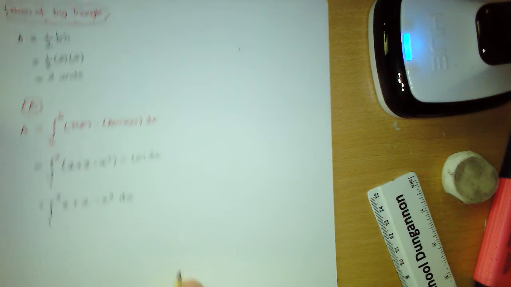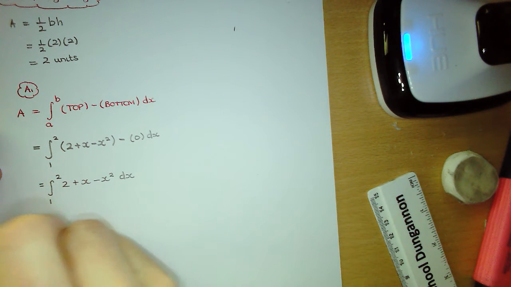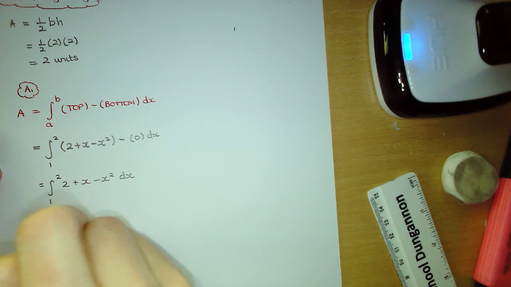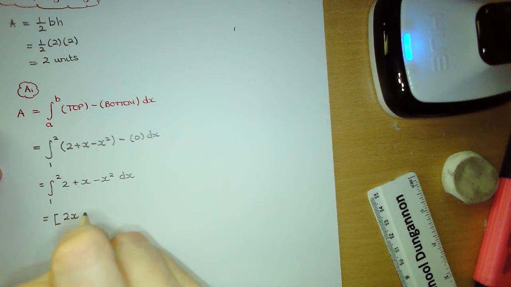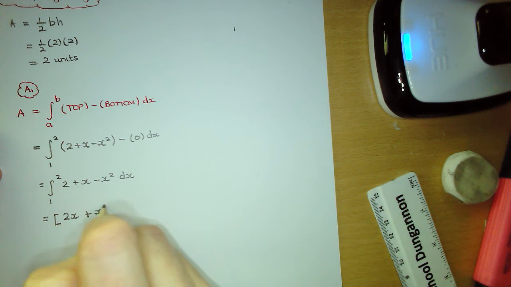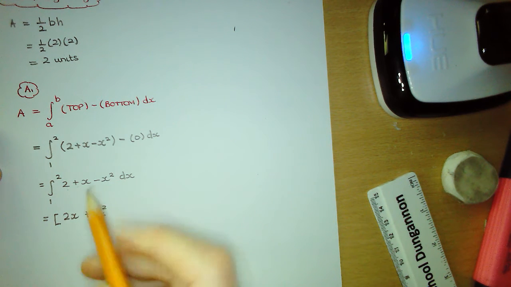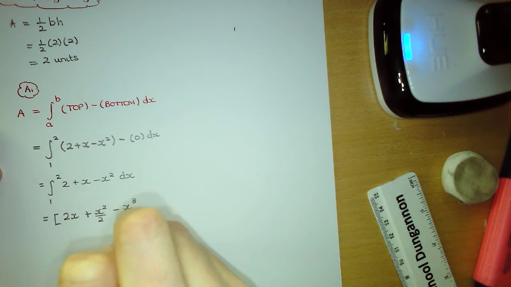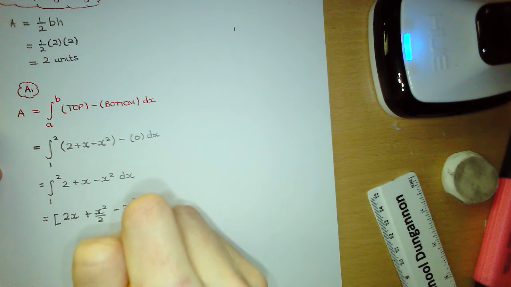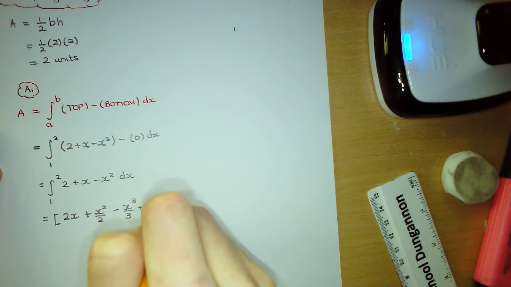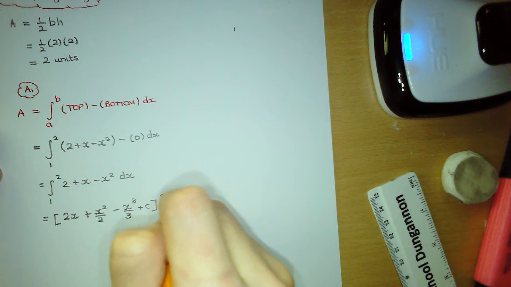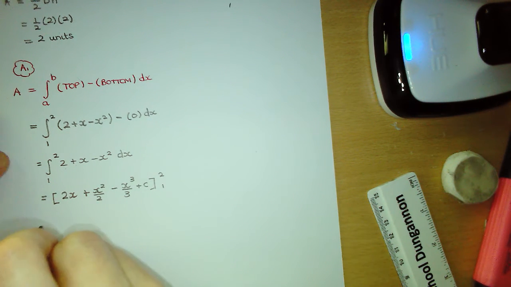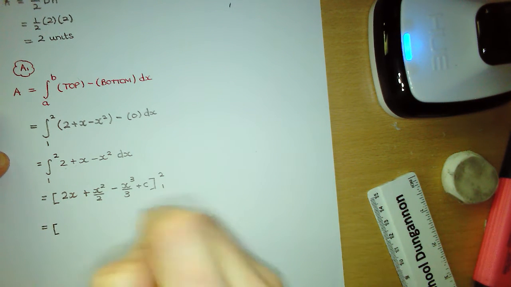So we're now ready to integrate, and because there's limits, we put square brackets down. So integrate, we're going to get 2x. Add 1 to the power, divide by the new power. So we're going to have plus x squared over 2. Add 1 to the power, divide by the new power. So we've got minus x cubed over 3. And don't forget to add the constant, plus c. And then we copy the limits down outside. So same as before, we're going to break up this single bracket into 2 separate brackets with a minus between them.